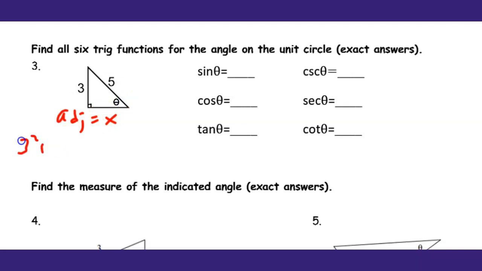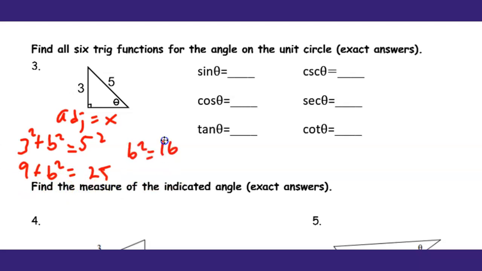So we go 3 squared plus b squared equals 5 squared. Then we get 9 plus b squared equals 25. We subtract 9 on both sides, b squared equals 16, and then we take the square root on both sides and get 4. So b equals 4. So now we know this adjacent side is 4.